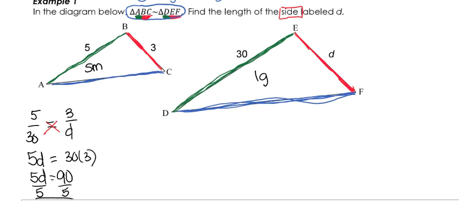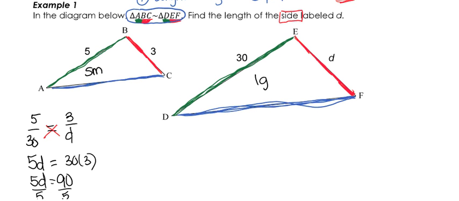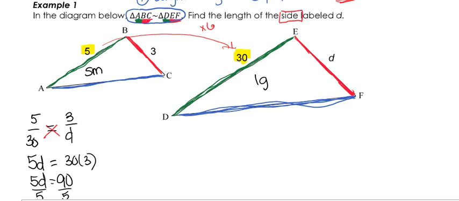One interesting thing that I'm going to draw your attention to right now is the relationship between 5 and 30, the first pair of corresponding sides. Notice that if I multiply the 5 times 6, I end up with 30. My second pair of corresponding sides, 3 and d: remember that I got for my value of d 18, and notice that when I multiply that 3 times 6, I also get 18. That's not by accident, folks.